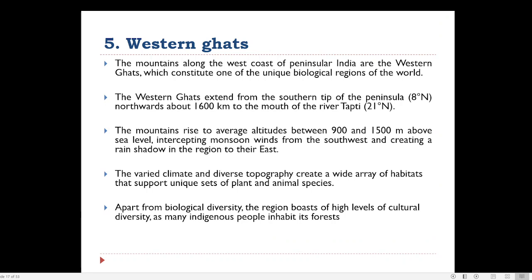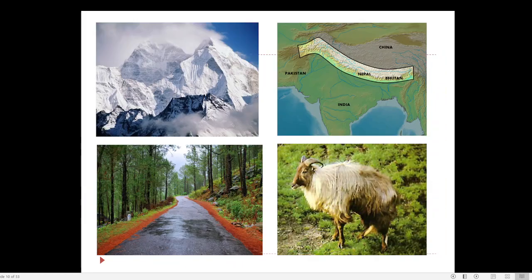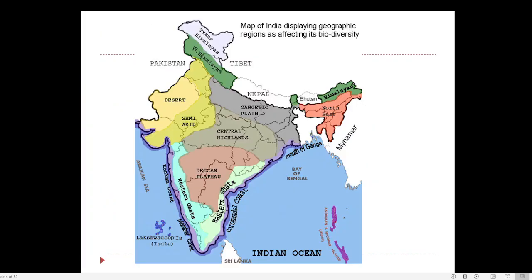Then coming to the Western Ghats. In the case of Western Ghats, you can see that it is generally present on the western side. This is the Western Ghats. So it is starting from Gujarat and ending in the Kanyakumari region. It is going through Goa, then Maharashtra, Karnataka, Tamil Nadu and Kerala. So the Western Ghats are actually going through 5 states.